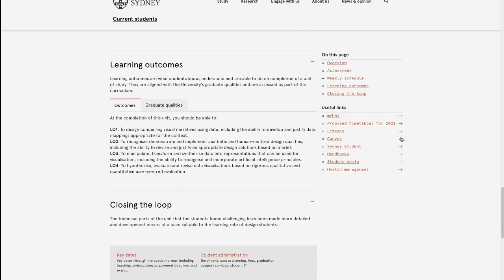I think this is probably the most important thing on the unit outline page, the 4 learning outcomes. My goal, the thing I am paid to do, and the thing that you are paying to do in taking this course, is to learn how to do these 4 things. Let's have a quick look through them. The first one is to design compelling visual narratives using data, including the ability to develop and justify mappings appropriate for a context. So that is how to actually do visual communication design with data. That's the first thing we're going to learn how to do.